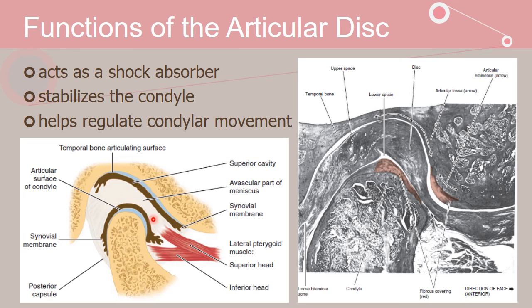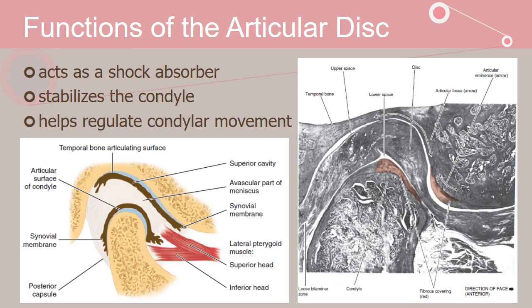The articular disc divides the space into upper and lower joint spaces or synovial cavities. Okay, here in this picture, this is the upper synovial cavity or the superior cavity. Here is the lower space. This is the articular disc. These joint spaces or synovial cavities allow for the complex functional movements of the mandible. We'll discuss this in detail as we go on.